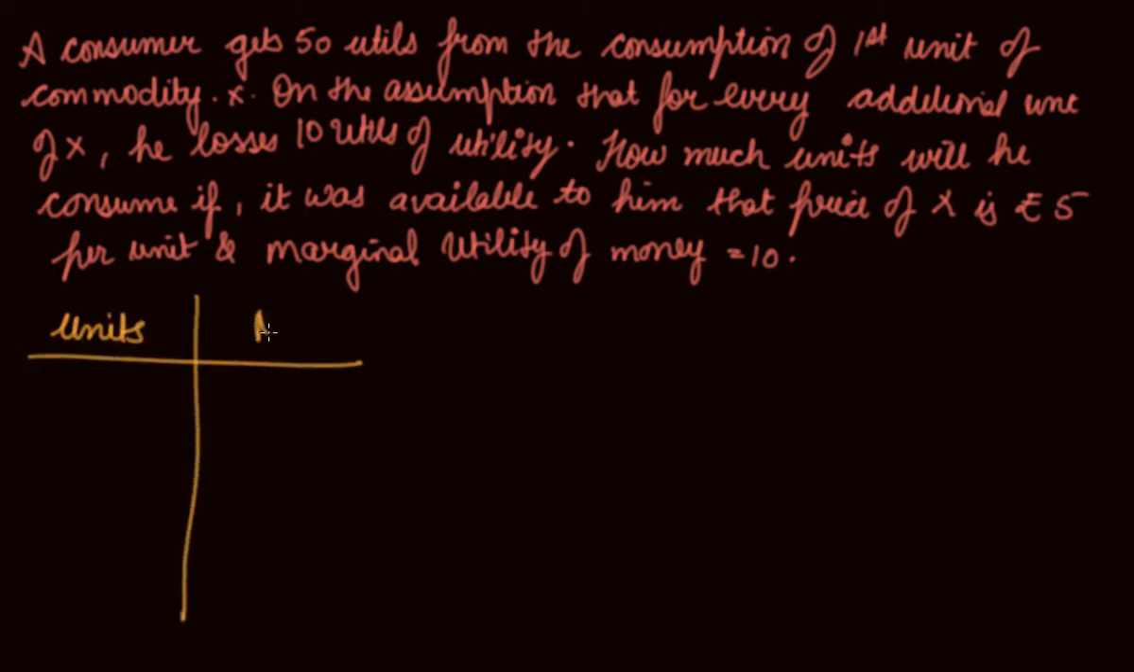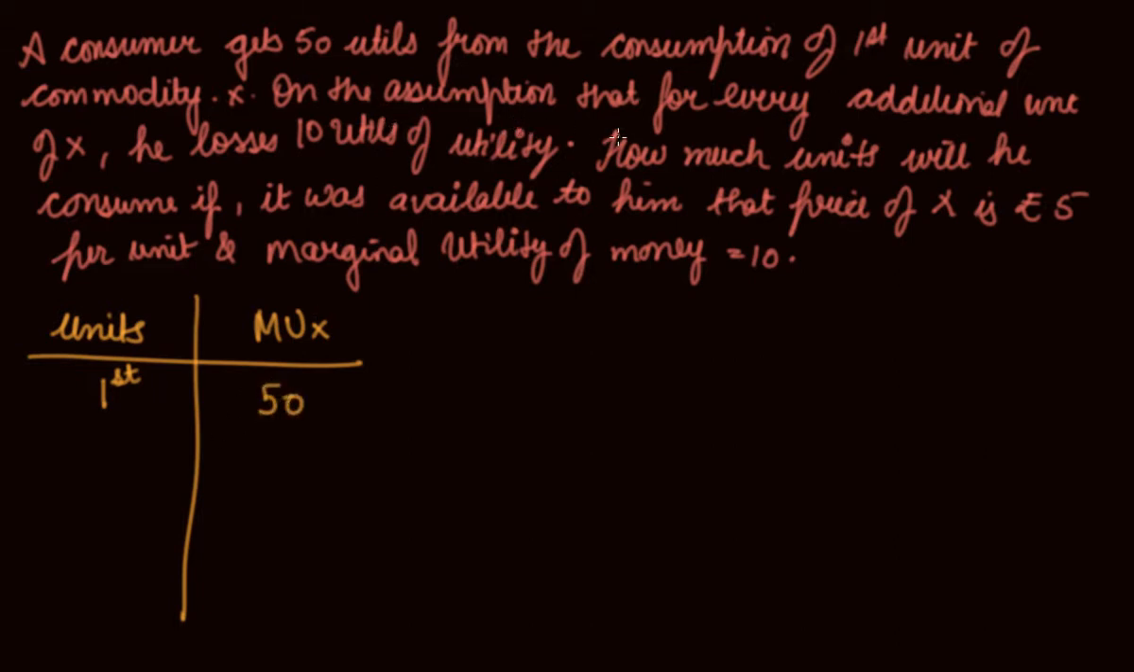and marginal utility of X. A consumer gets 50 utils from the consumption of first unit of commodity, which means that from first commodity a consumer gets 50 utils, right?